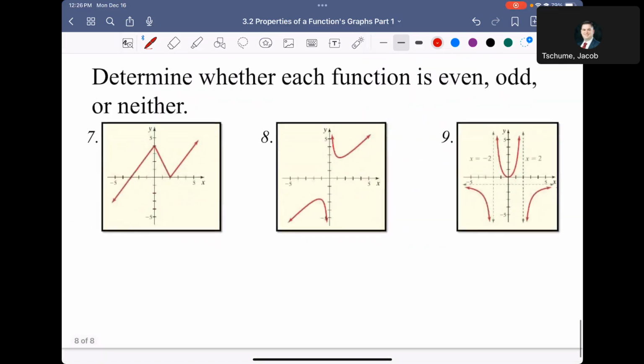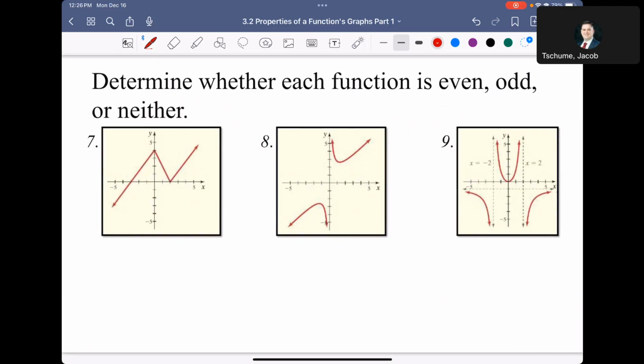To wrap this video up, I want to do an example of each one so we know what we're looking for. Looking at these three graphs down here, one of them is an even graph, one of them is an odd graph, and one of them is neither. I want to make sure we can identify each one. I'm going to begin by figuring out which of these is the even graph.